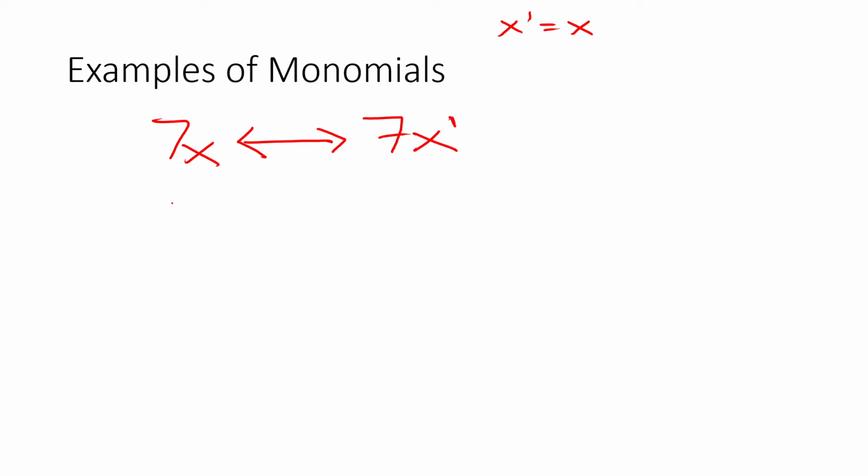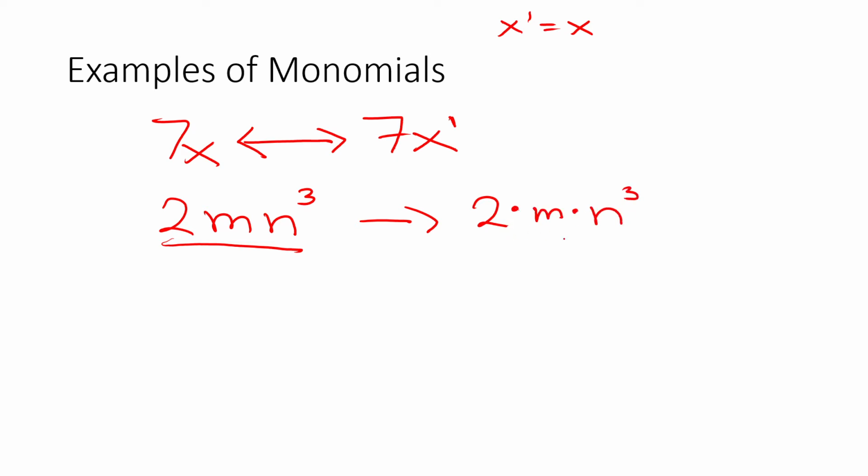Now, what else? Well, we can also have 2mn to the third power. Do you recall what this basically means? It means 2 times m times n to the third. They're all multiplied together, but we can shortcut it. We don't have to put the dots and smush them together to put 2mn to the third power instead of 2 times m times n to the third power.